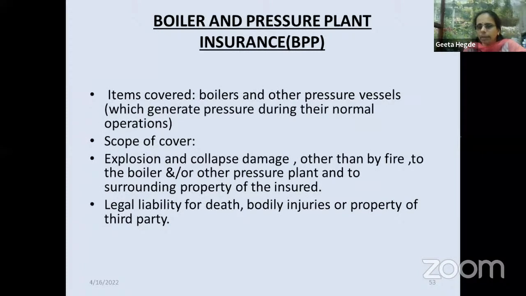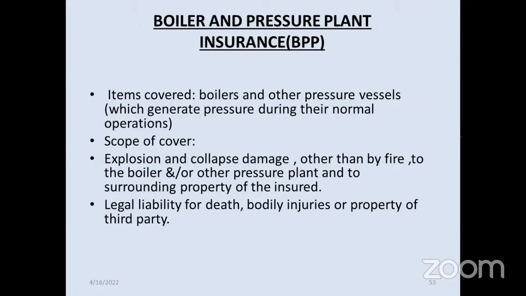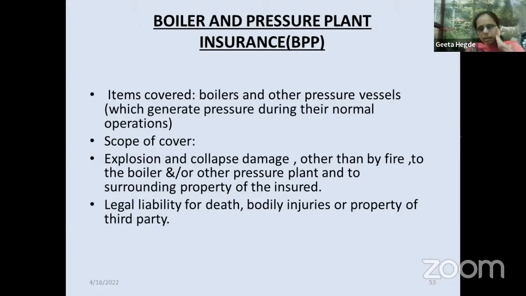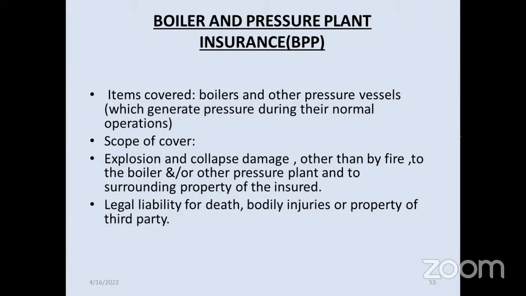Then boiler and pressure plant policy. This is a named peril policy. This is not an all risk policy. Boilers and pressure vessels: scope of cover is explosion and collapse, other than by fire. Fire to the boiler is covered under the fire policy. There are 2 extensions. That is, we can give TP cover and surrounding property.